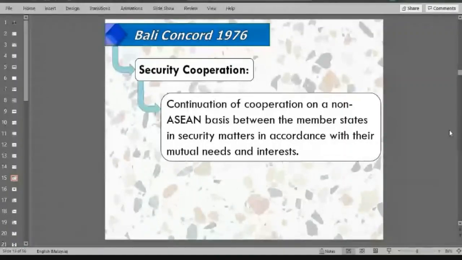Right? So what they had agreed was that security cooperation would be done on a country-to-country basis, not through ASEAN. So at that particular time, ASEAN would not have a major role in security cooperation among the member countries. And I think I did mention this back in chapter 2.